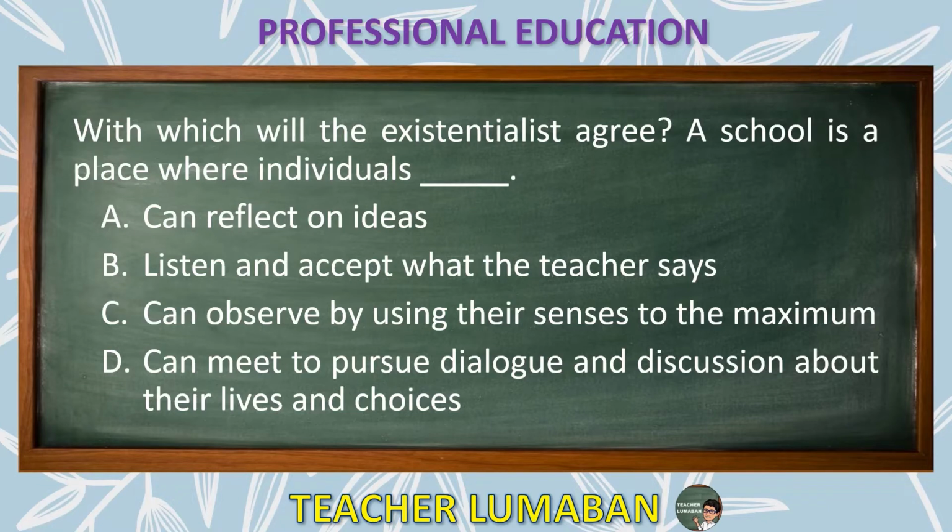The correct answer is letter D, can meet to pursue dialogue and discussion about their lives and choices. The existentialist agrees that a school is a place where individuals can meet to pursue dialogue and discussion about their lives and choices.